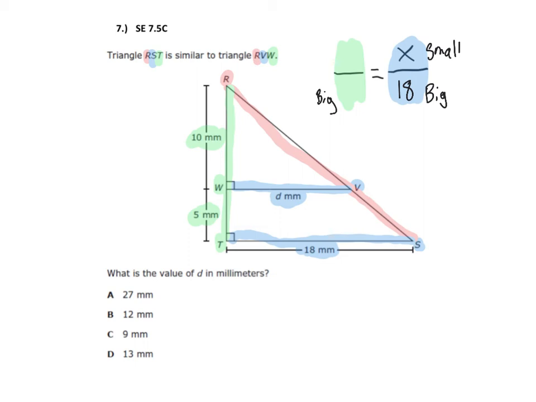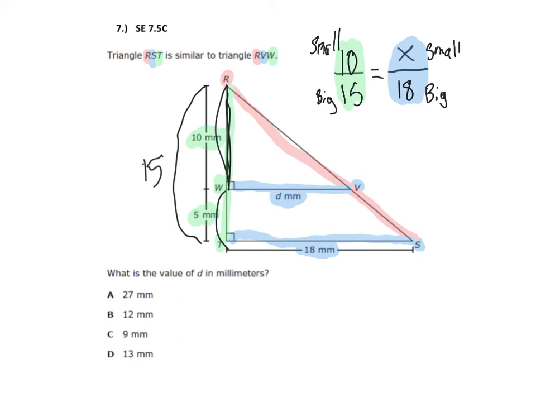So that's going to be from R to T. Notice, R to W is 10, W to T is 5. So we have to add those together to get 15. So that's going to be down low. And then up top, it's just going to be that 10 from R to W right here. That's the small triangle.